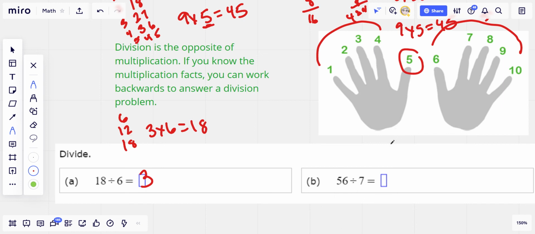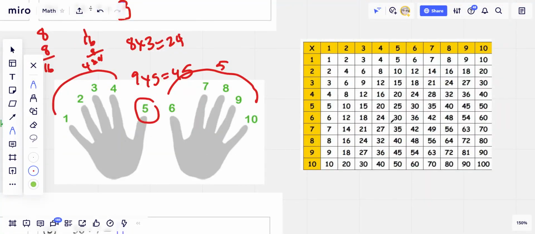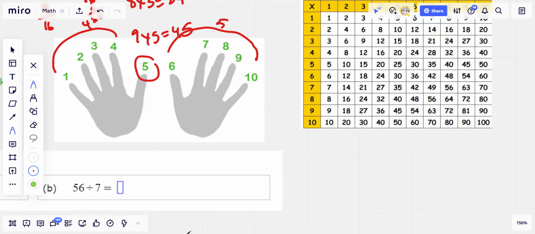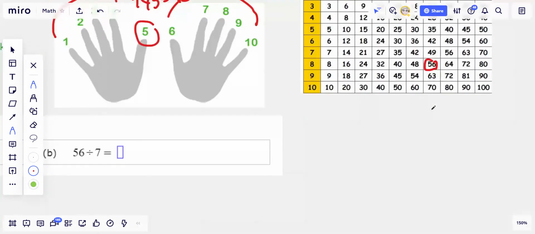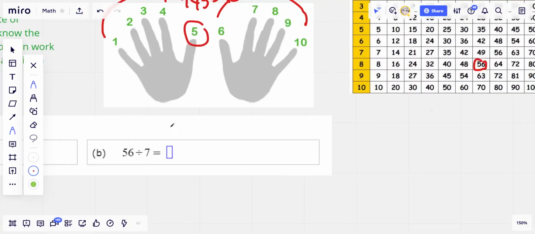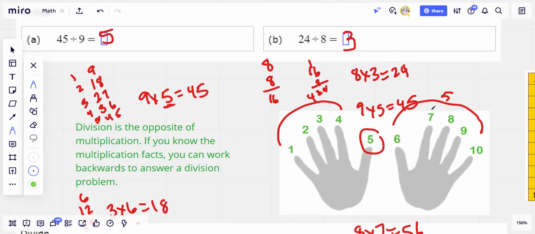If you're not sure about this one, you might want to, if you have access to it, pull out a chart of the multiplication facts like this. Eventually, you're going to memorize this one if you haven't already. But you might want to pull out that chart and just look for 56. There it is. And that is 8 times 7. Aha. So 8 times 7 is 56, which means 56 divided by 7 is going to be 8. So that is a little bit of work with division.